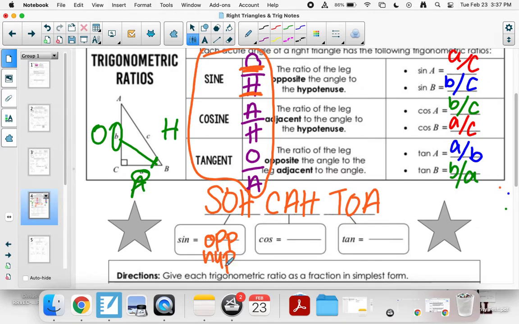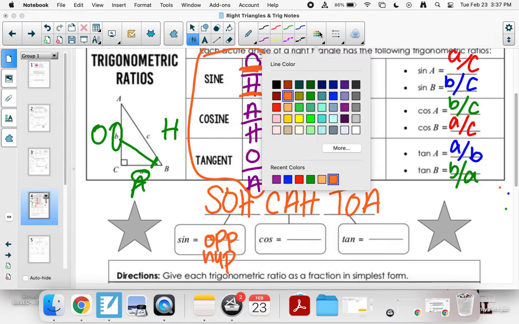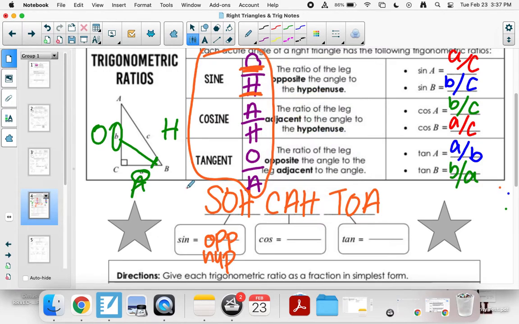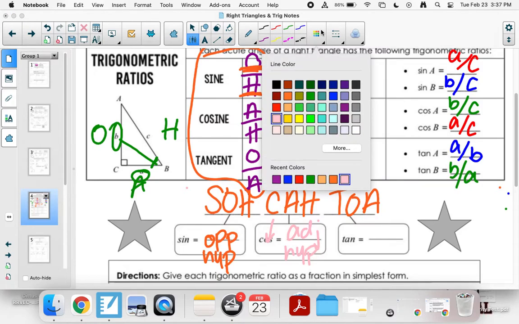Hypotenuse. I need to change colors, just because that's what I like to do. How about a pink? Love that. Okay, cosine, CAH. C is the cosine, A stands for the adjacent edge, and that H again stands for hypotenuse. So we have the adjacent over the hypotenuse. I low-key love that pink. That is so cute. Let's do this steel blue.